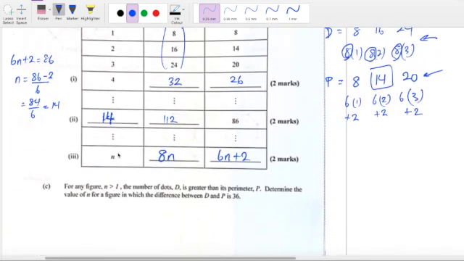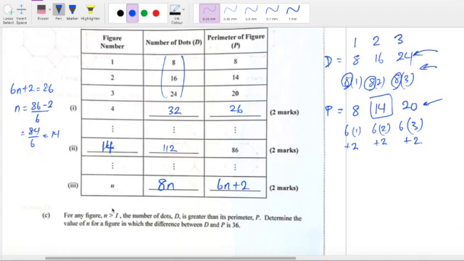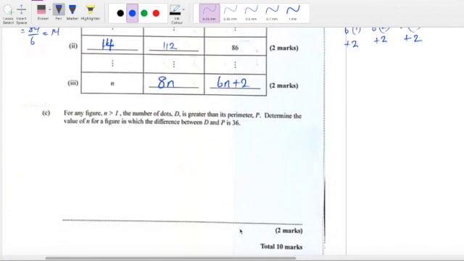For any figure n greater than 1, the number of dots d is greater than its perimeter p. So for any figure where n is greater than 1, the number of dots d is greater than its perimeter p. Determine the value of n for a figure in which the difference between d and p is 36. So the number of dots d is always greater than the perimeter.